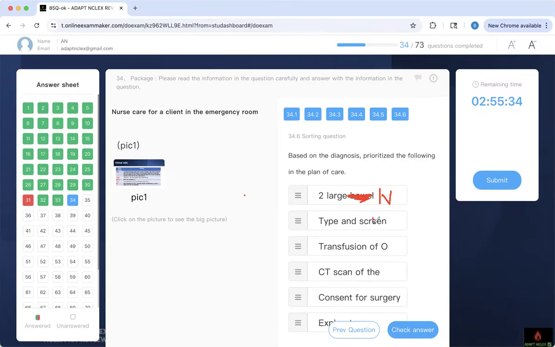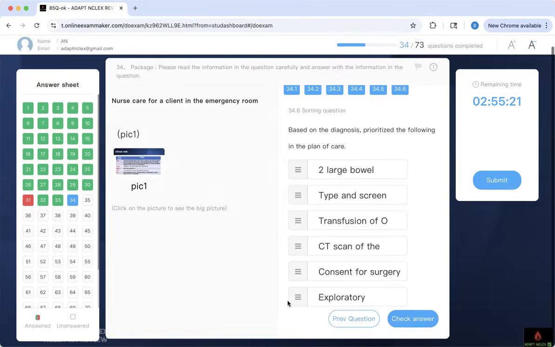Type and screen them. Then you transfuse them. You get a CT scan. Why? You got to resuscitate them before you do it. Then you get a consent, and then they do surgery. This is what you do when you see a patient with ectopic pregnancy.